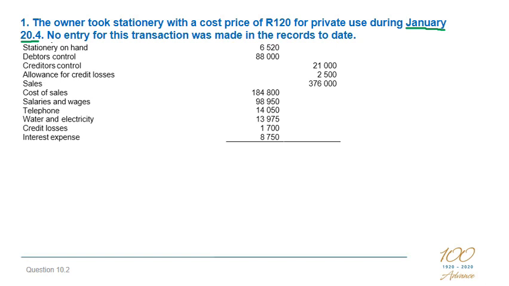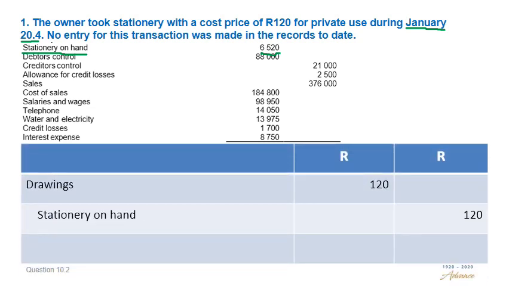And which account are we going to credit? I cannot credit the stationery expense because they accounted for all the stationery purchased in the asset account. So I will have to debit my equity drawings and credit my asset stationery on hand for this missing transaction. None of these accounts will influence my statement of profit or loss.